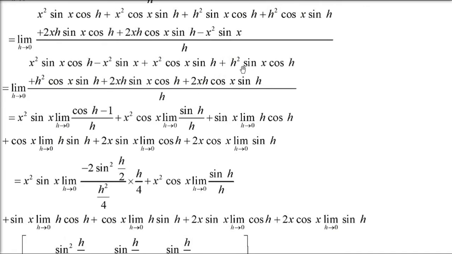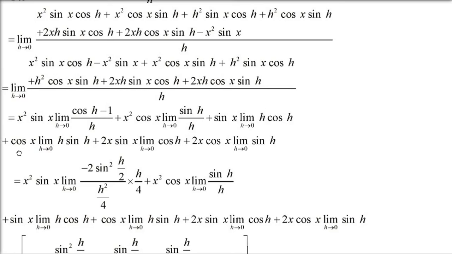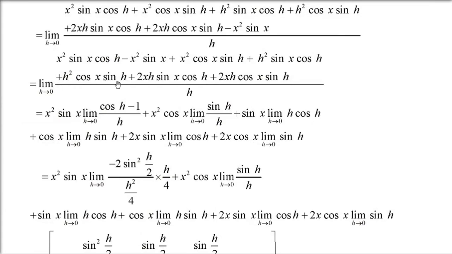Sin x. So this is h square sin x cos h. Now divided by h. So 1 h will remain. H square sin x cos h. When you divide it by h, 1 h will remain. So when you have 1 h remaining, you just apply the limit, whole term will be 0. So this term will be eliminated. Same with this one, h square cos x sin x. Divide by h, so 1 h will remain, this whole will be eliminated. 1 h will be there because only h is in the denominator. So this is going to be 0.